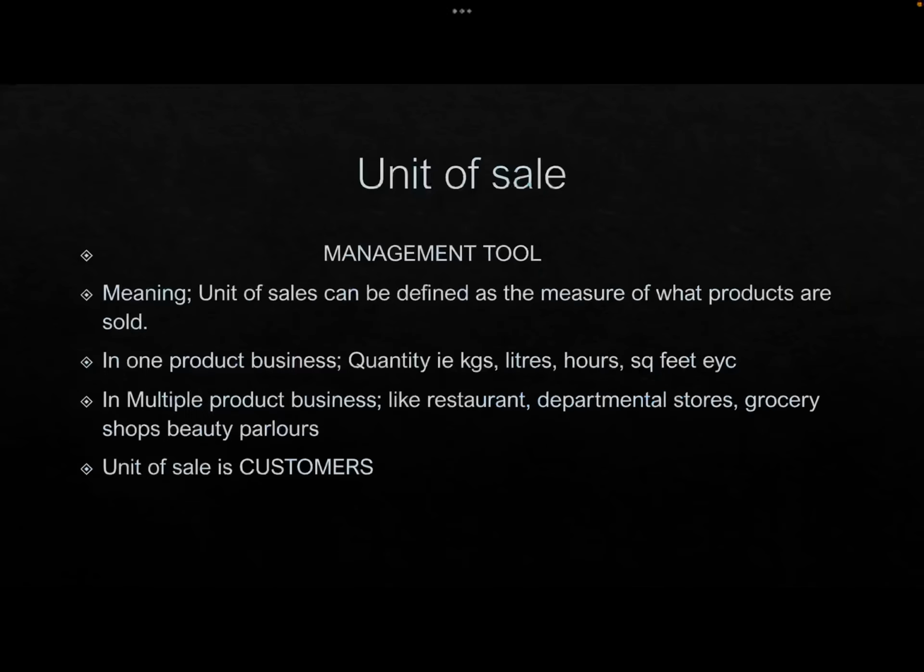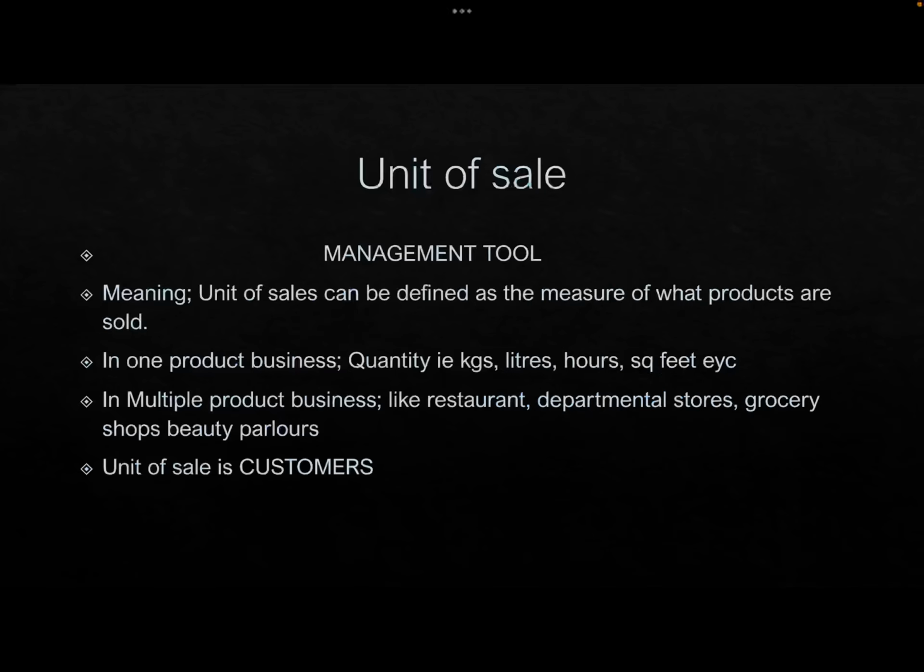First of all, let's understand what is unit of sale. Unit of sale is a measurement to measure how much quantity we have actually sold in the market. In case of one product business, let's say there is a milk vendor and you ask that milk vendor how many units of milk you have sold, that person will say, I have sold 3 liters or 5 liters. So here liter is the unit of sale. So unit of sale is the measurement to measure the quantity of sales.